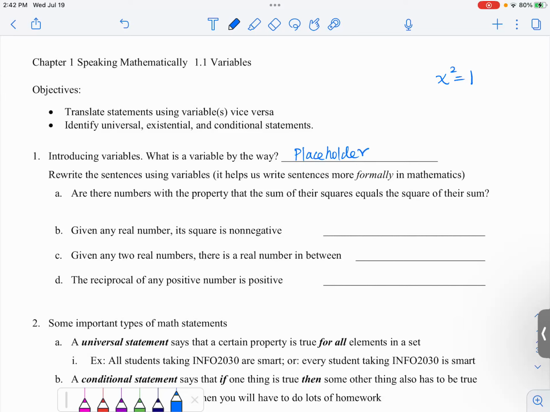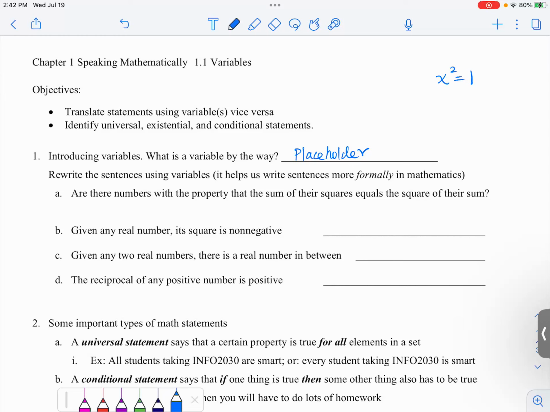Now, the first objective is to translate some English statements like these. These are the English statements without variables, and we are going to introduce variables and rewrite the statements with variables. And this is a very fundamental skill that everyone has to master so that you are able to write and read mathematical statements more effectively. So this is a very important skill.